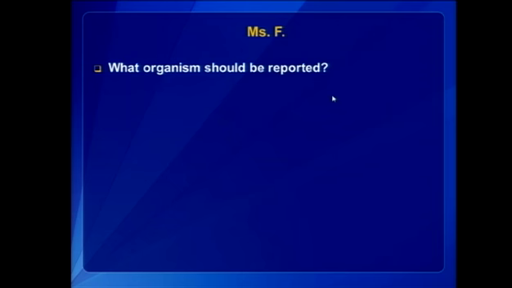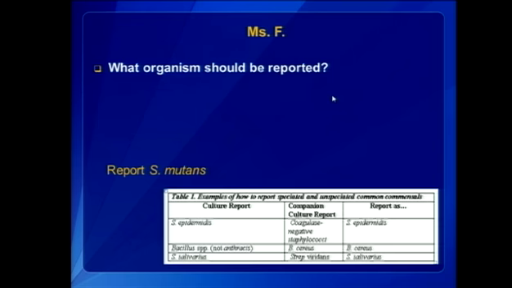What organism should be reported? You're going to report S. mutans. And just to remind you that when you have 2 organisms that are matching, 2 common commensals that are matching, and one is reported at a more detailed or more specific level, you're going to report the more specific. In this case, strep mutans is more specific than Viridans group strep, so that's why it's reported that way.